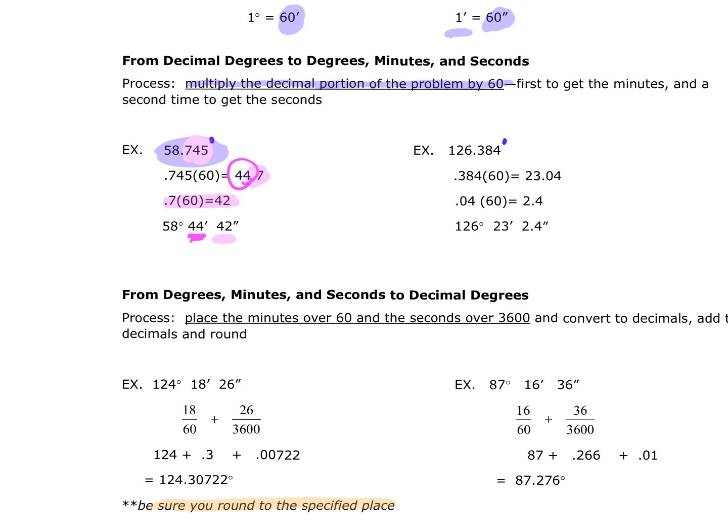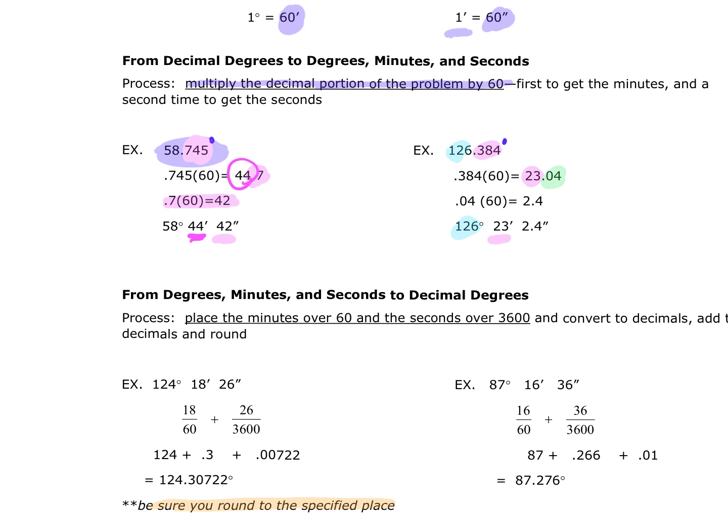Okay, so this part is for our degrees. I thought I was in highlighter mode, sorry. Let me try that again. This is our degrees, right? We take that whole number part and we put that in as our degrees. But then we take the decimal, multiply it by 60. The whole number part that we get for that becomes our minutes. And then we multiply that decimal times 60 again.